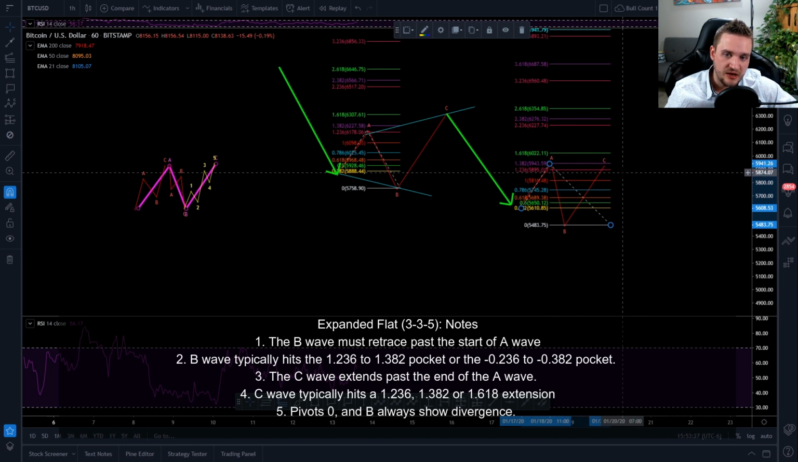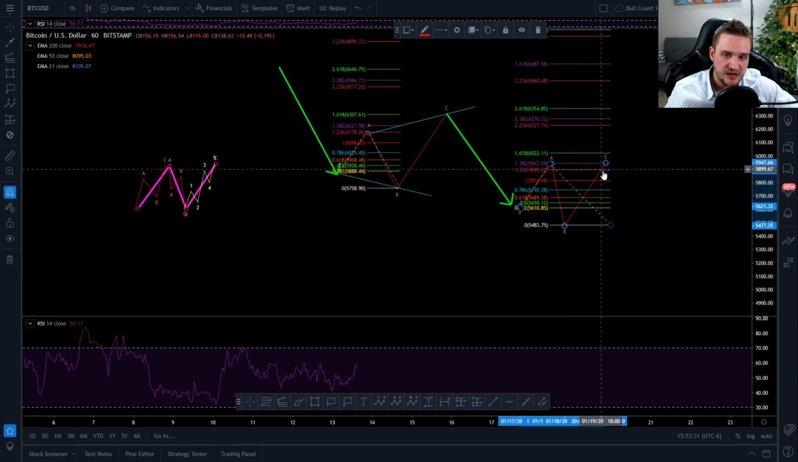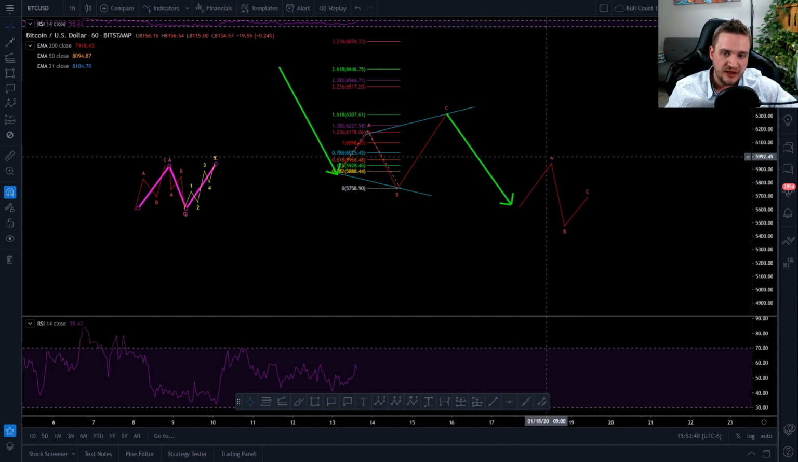And we are going to grab that trend-based extension tool here as such. And you're going to see that we hit a 1.236 here. 1.382 basically gives us a double top there. And we can hit the 1-to-1, and we can even hit the 0.618. Take a look for a second at what that looks like in regards to a running flat.